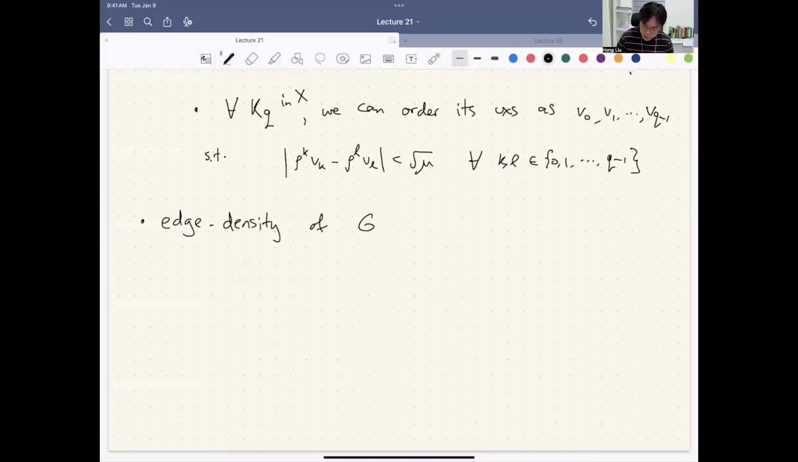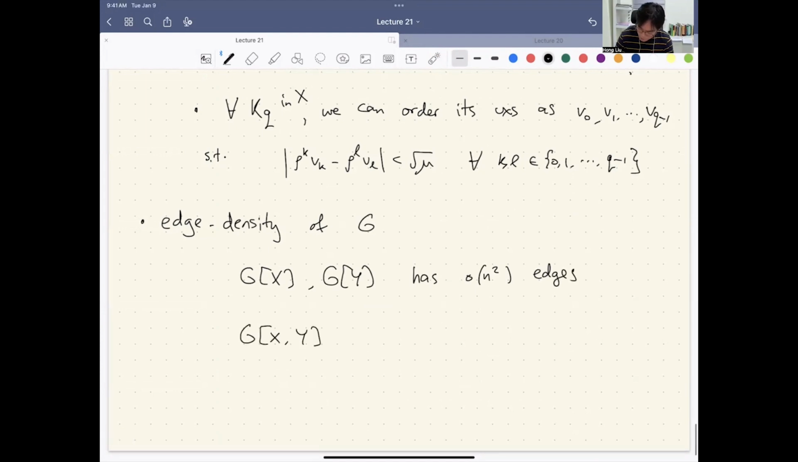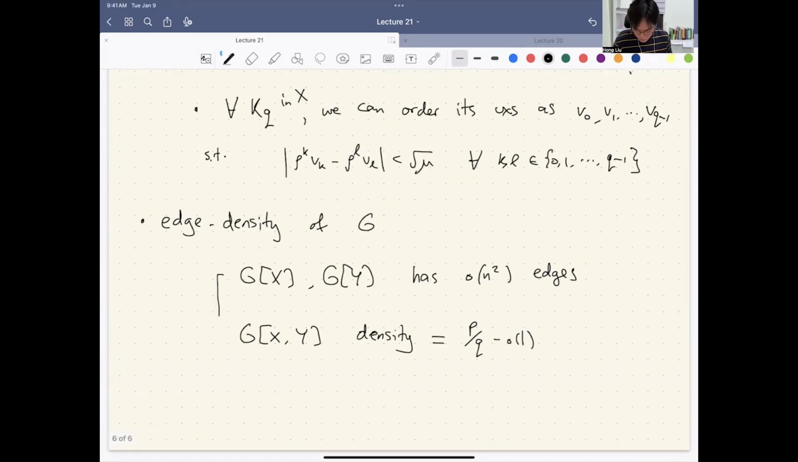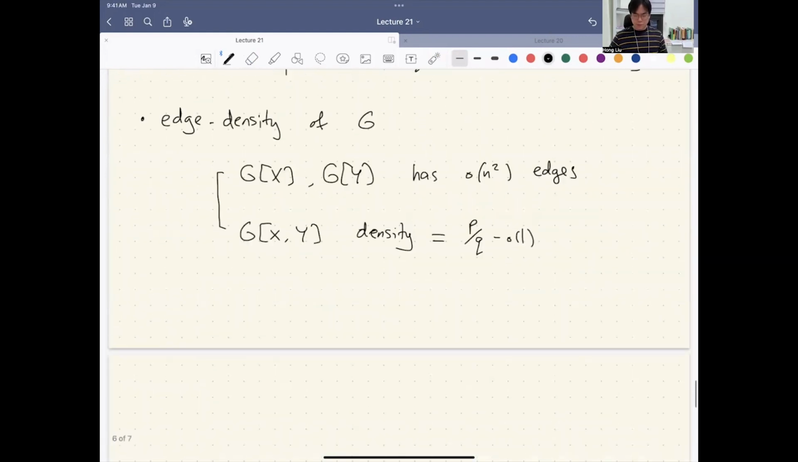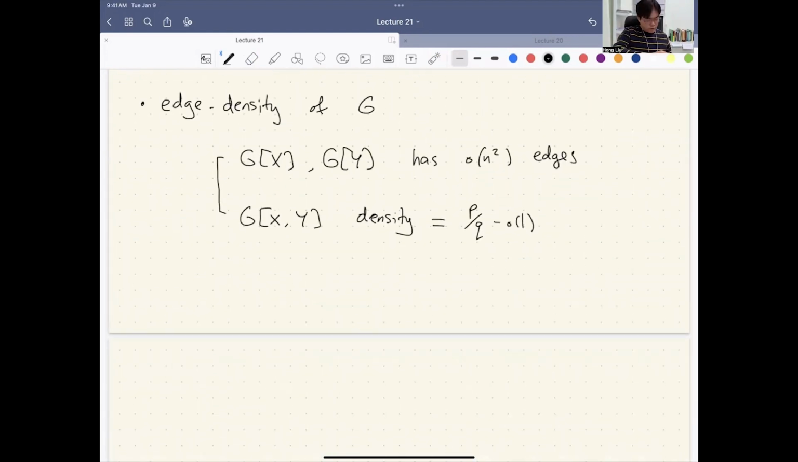So Gx, Gy has little o n square edges. And between X and Y, the edge density is P over Q minus little o1. So this part I skip, but believable. The most important thing is to bound the clique number.